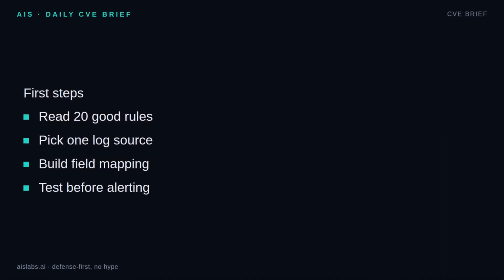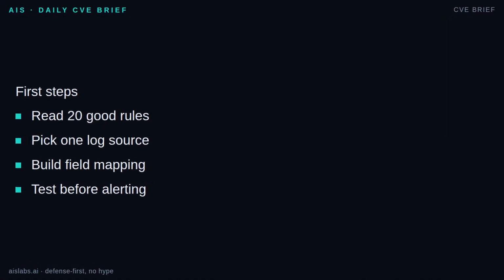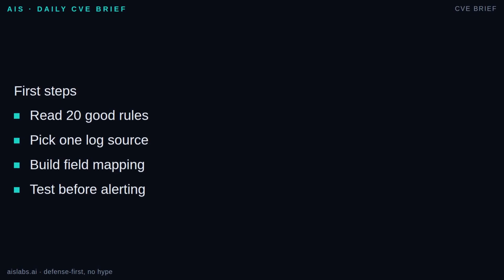Start small. Pick one log source, such as process creation, authentication, or DNS. Read 20 well-written community Sigma rules for that source. Notice how they use titles, descriptions, log source, detection selections, and conditions. Then, build a field mapping for your environment. This is not glamorous, but it decides whether conversion works.